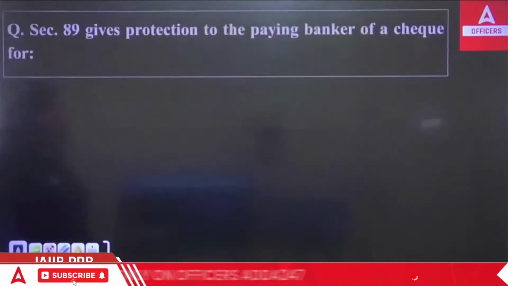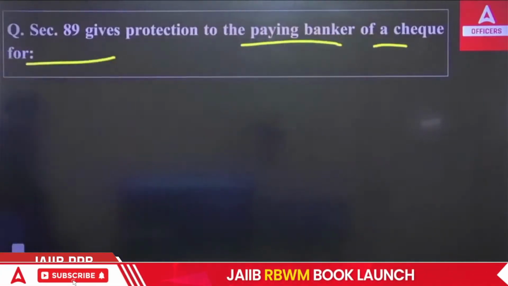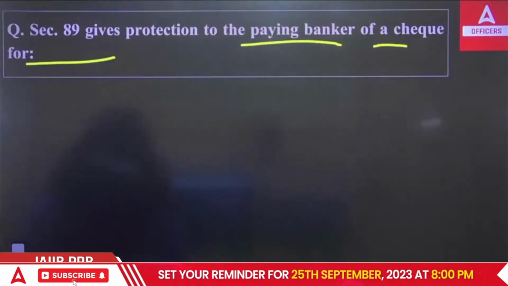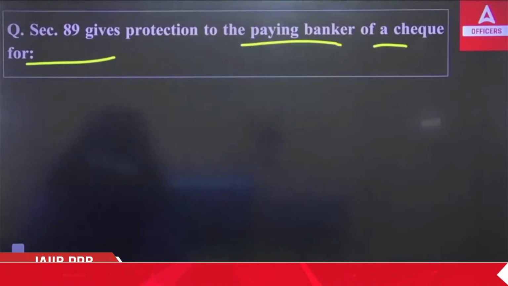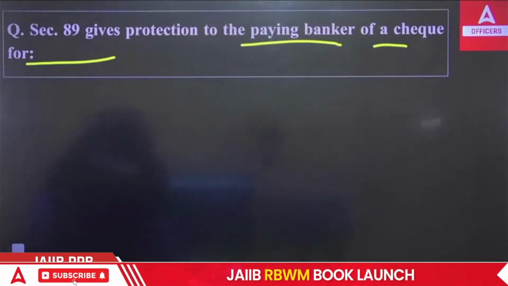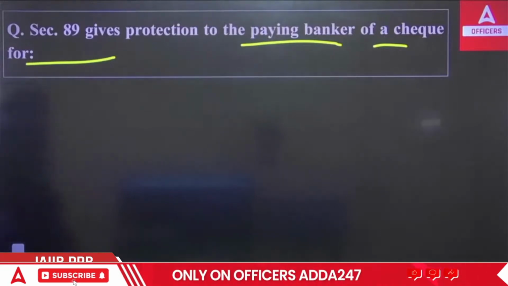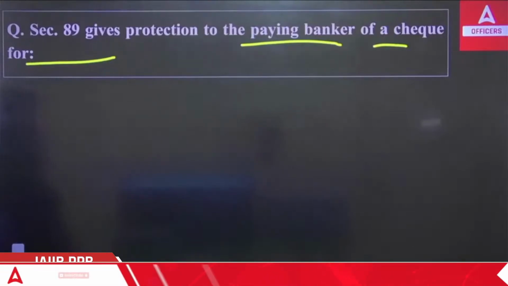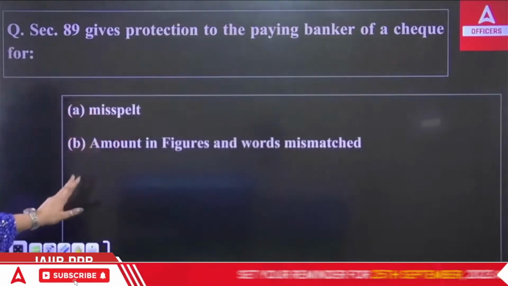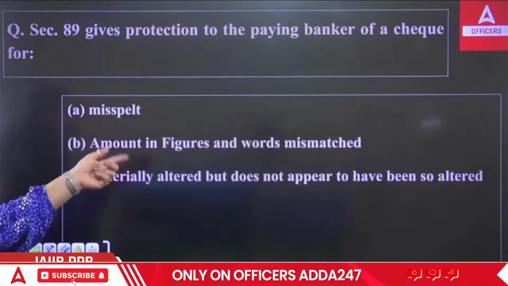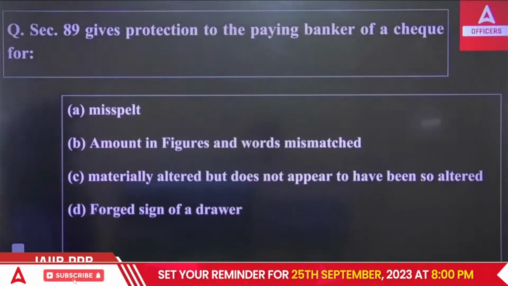Now, Section 89 gives the protection to the paying banker of a check for dash. For which particular purpose? First, misspelled; second, amount in figures and words mismatch; third, materially altered but does not appear to have been so altered; fourth, forged sign of a drawer. So, which of the following will be covered?